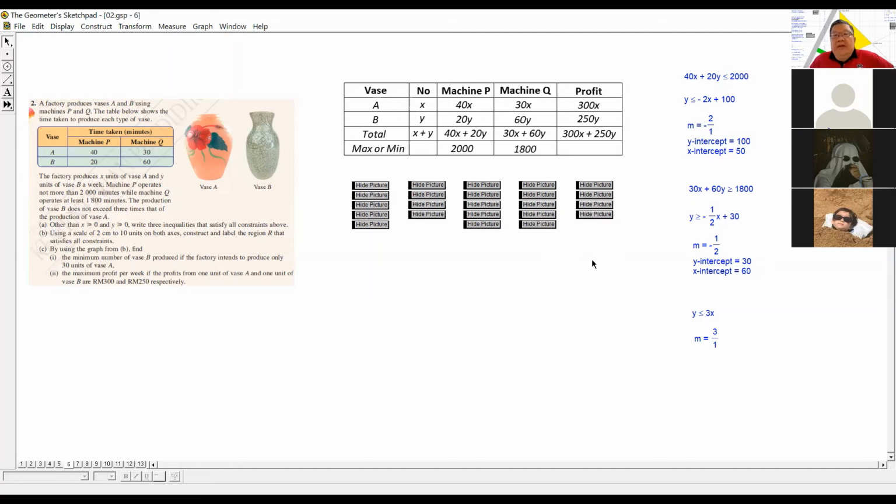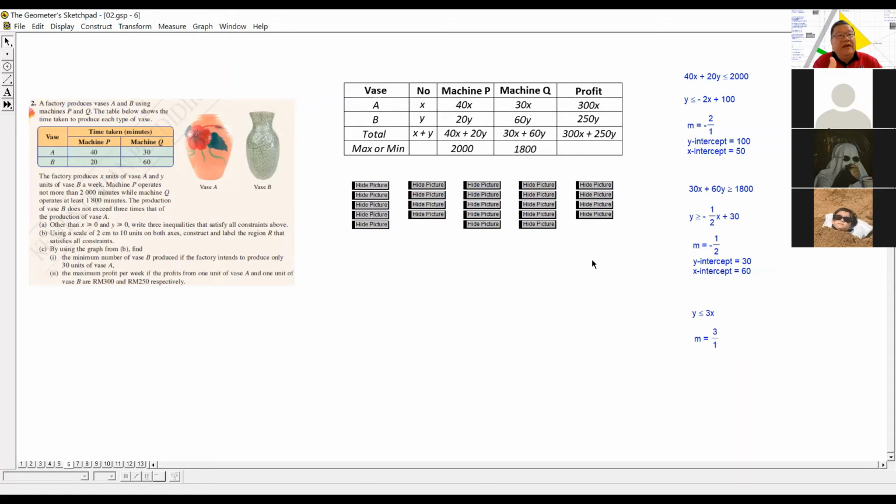Now, then you may ask this question. Do we need to draw a table when we answer this question? Will marks be given for the table or not? Number one, not necessary to draw the table. Number two, marks are not given for the table. Okay. Then why do I teach you how to draw the table?